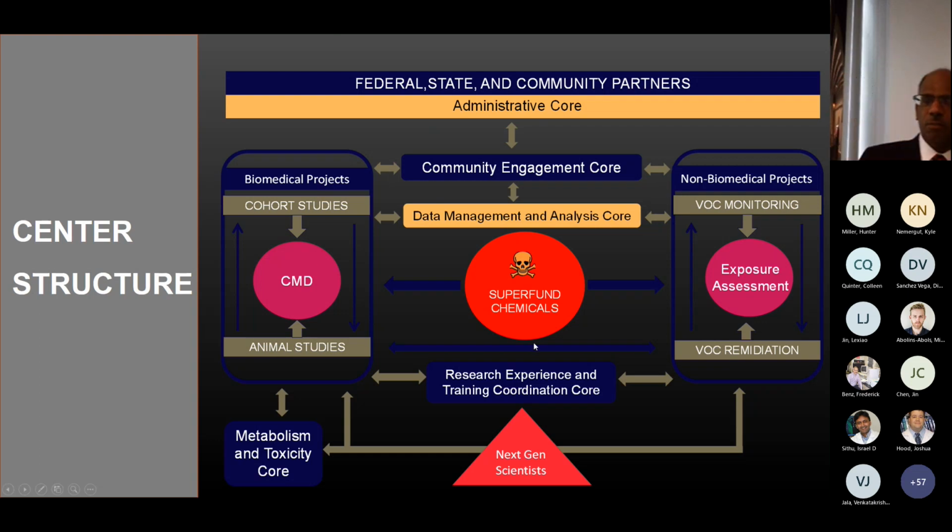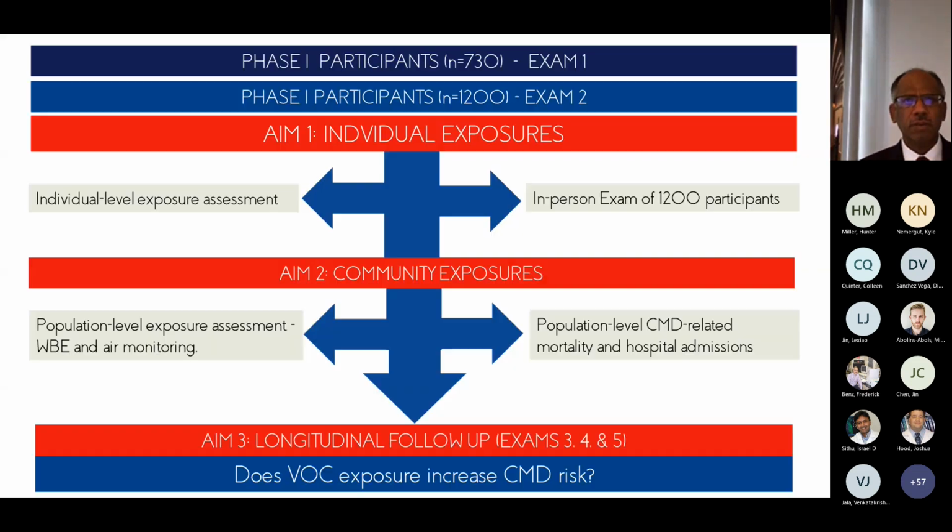And then complementary to that, we have multiple cores, including a community engagement core, which really helps us do the population-based studies. And more importantly, the research translation, research experience and training coordination core, which is led by Dr. Hine and Dan Conklin, where we work very closely with the T32 program. Essentially, we are training young scientists to study the cardiometabolic toxicity of environmental chemicals. So I'll share some of the data generated through this program recently, especially for the biomedical project side. Essentially, we have enrolled in the first phase 730 participants, and we'll be extending this study to 1,200 participants.